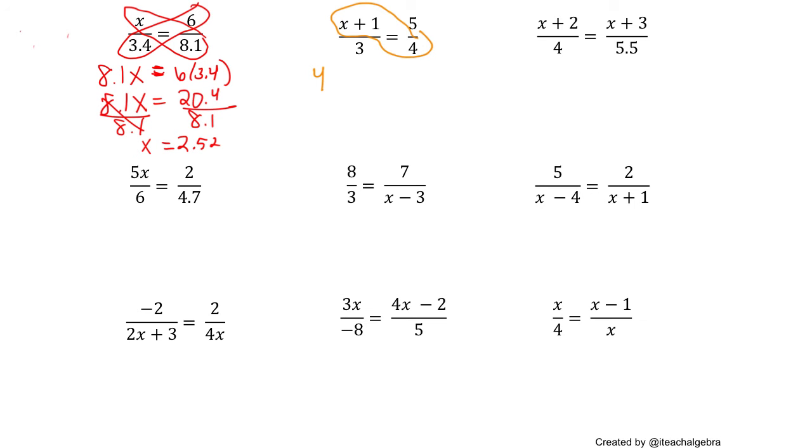Now we have 4. If we're multiplying, when we cross multiply, and we've got a constant here and an expression here on the top, we're going to leave the expression in parentheses so that we can remember to cross multiply. 3 times 5 is 15. Or we can remember to distribute, was the word I was going to say. So we distribute the 4. We get 4x plus 4 is 15. Subtract that 4 from each side, and I've got 4x equals 11. Divide by 4, and x is 11/4.